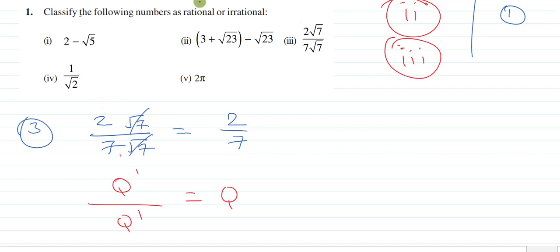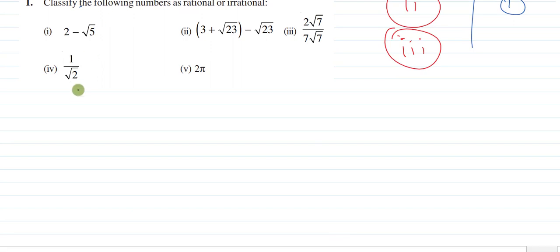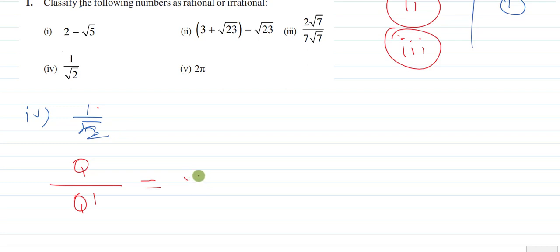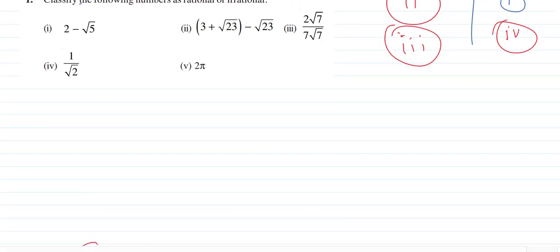Okay. Now coming to the fourth one. Let me write the fourth one. 1 by root 2. As your numerator is 1, it is a rational number. The denominator is root 2, it is an irrational number. Here nothing is getting cancelled. So you know that if we divide a rational by an irrational, it will be an irrational number. Or you can directly say this is an irrational number, right? So your fourth question will be of the category irrational number. Got this?